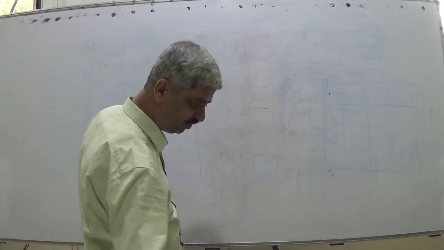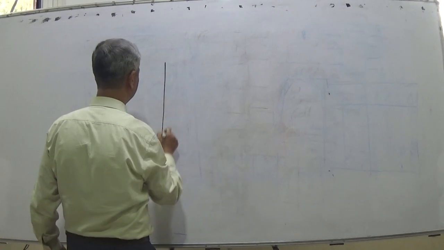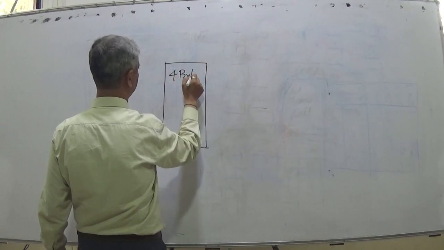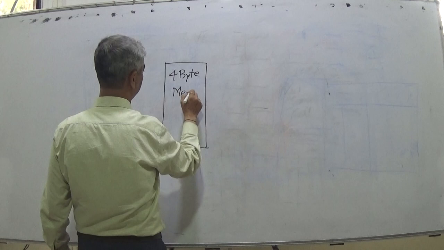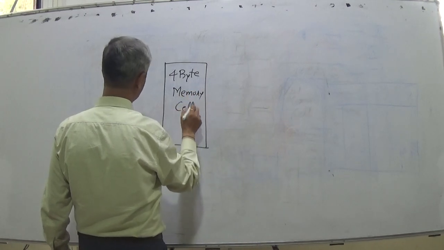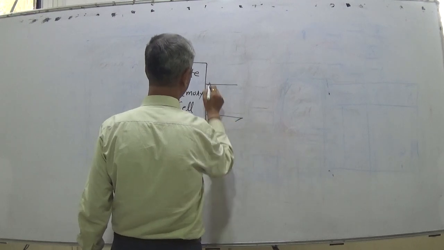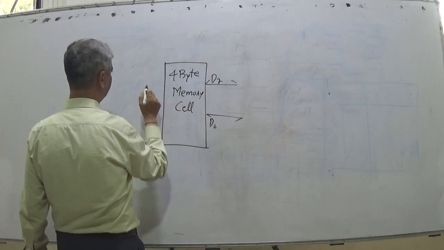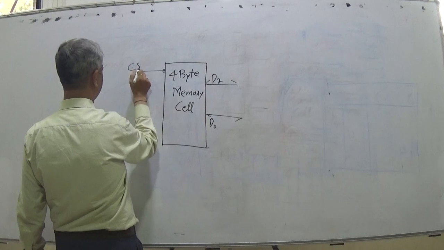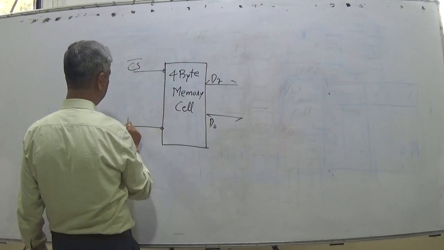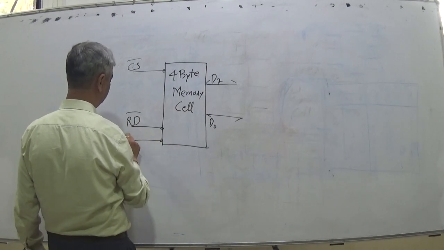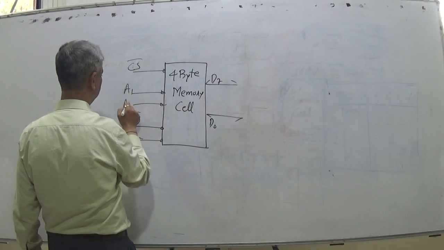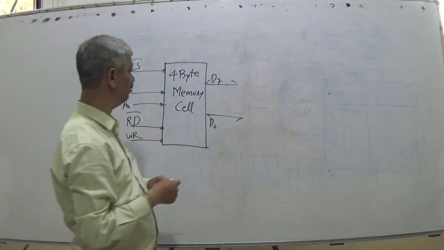So in general, what we have got is a 4-byte memory cell. Supply lines we don't show. So 8 data lines, D7 to D0, chip select bar, read bar, write bar, and two address lines A1, A0. So it is a 4-byte memory cell.